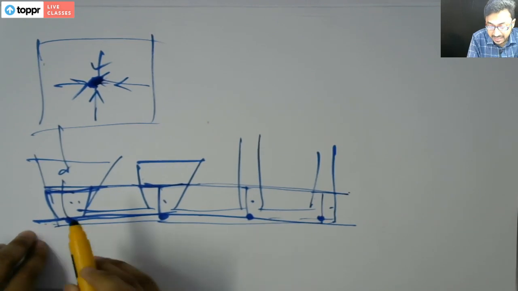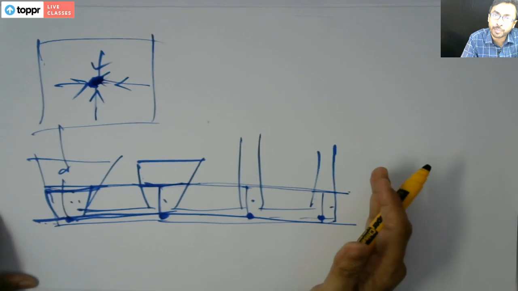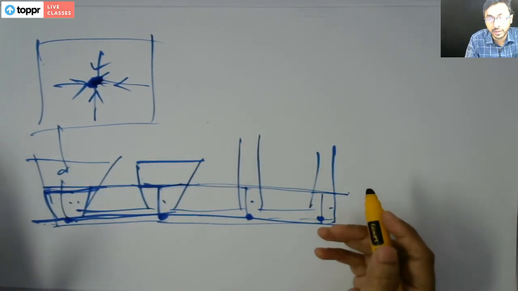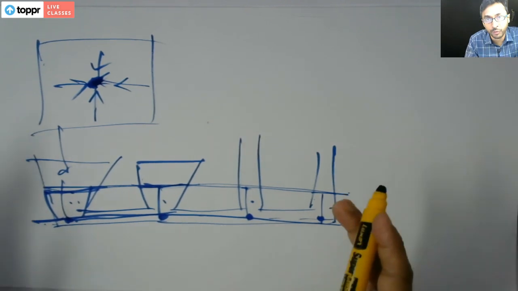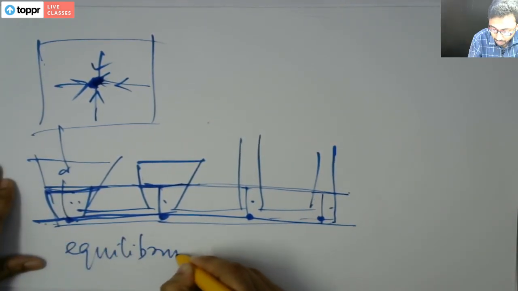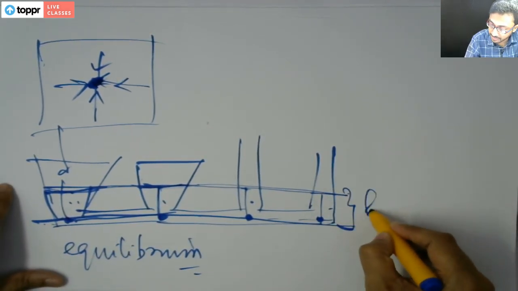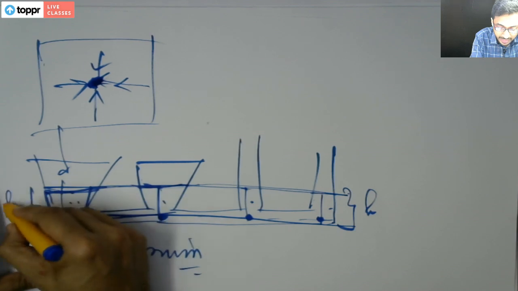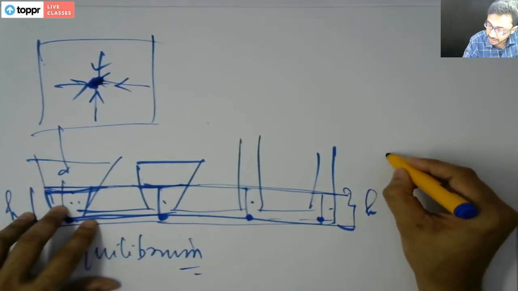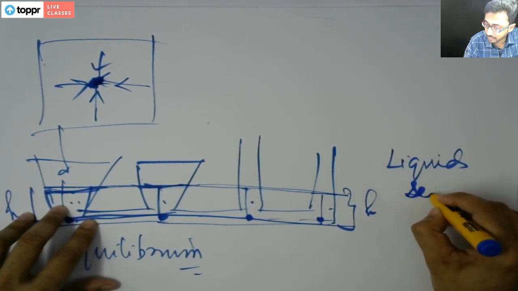And as the fluid flows from higher pressure to lower pressure, finally when the whole liquid, the whole fluid, is in equilibrium, that is no fluid is moving, then definitely this height or the depth will be the same. So it means liquid seeks its own level.